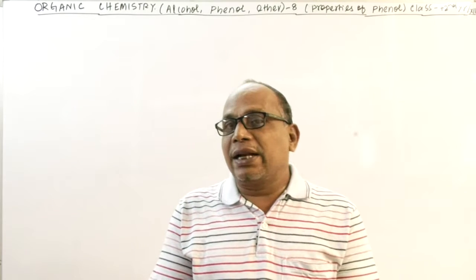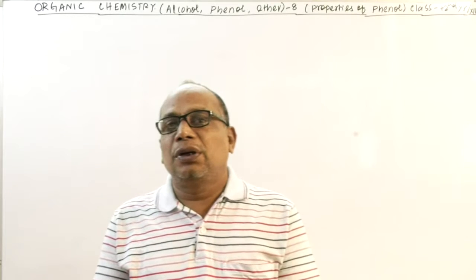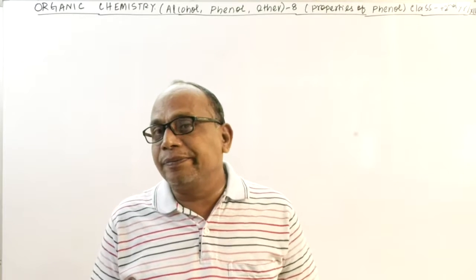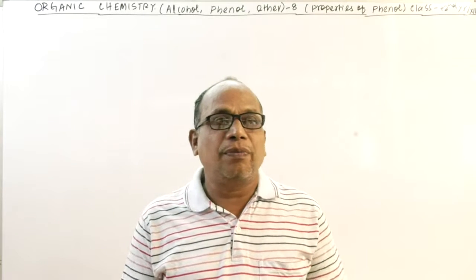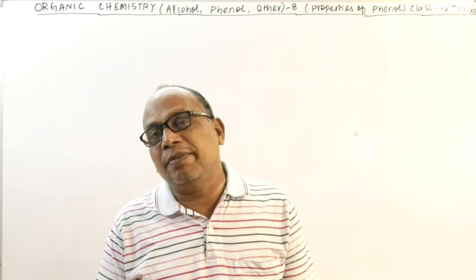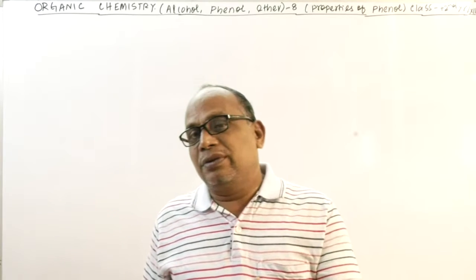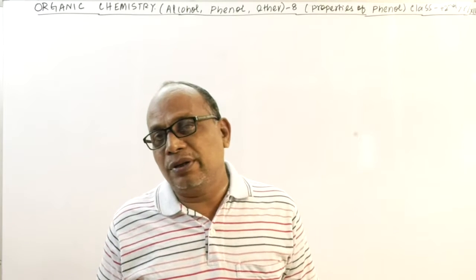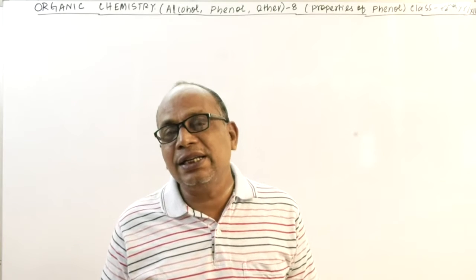In the last class, class number 7, we discussed some characteristics of phenol. First, the acidic nature of phenol: when phenol dissolves in water, it dissociates to form H plus ion and phenoxide ion. The phenoxide ion can be stabilized by resonance, and the resonance structure of phenoxide ion is more stable compared to that of phenol. That's why phenol dissociates to give phenoxide ion and H plus ion, and is acidic in nature.